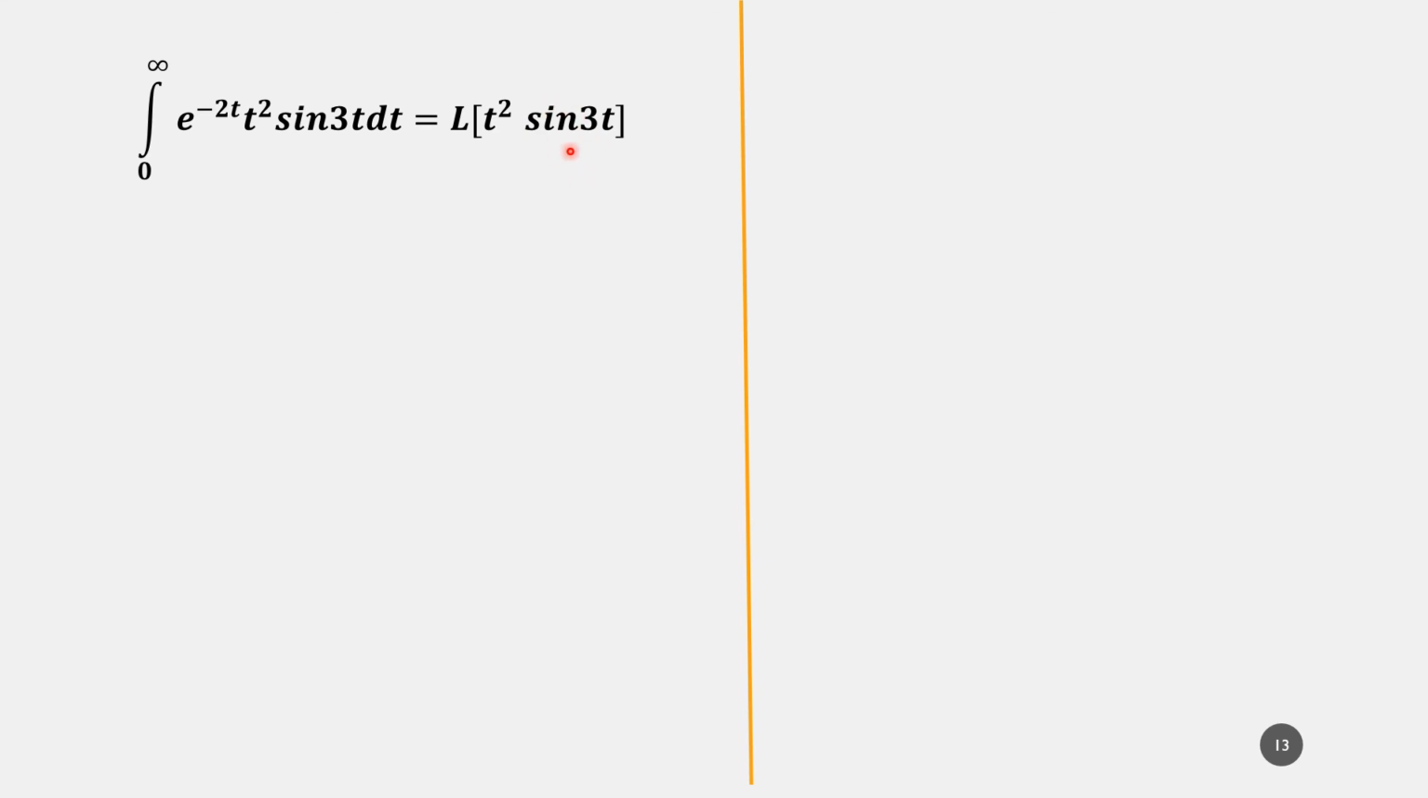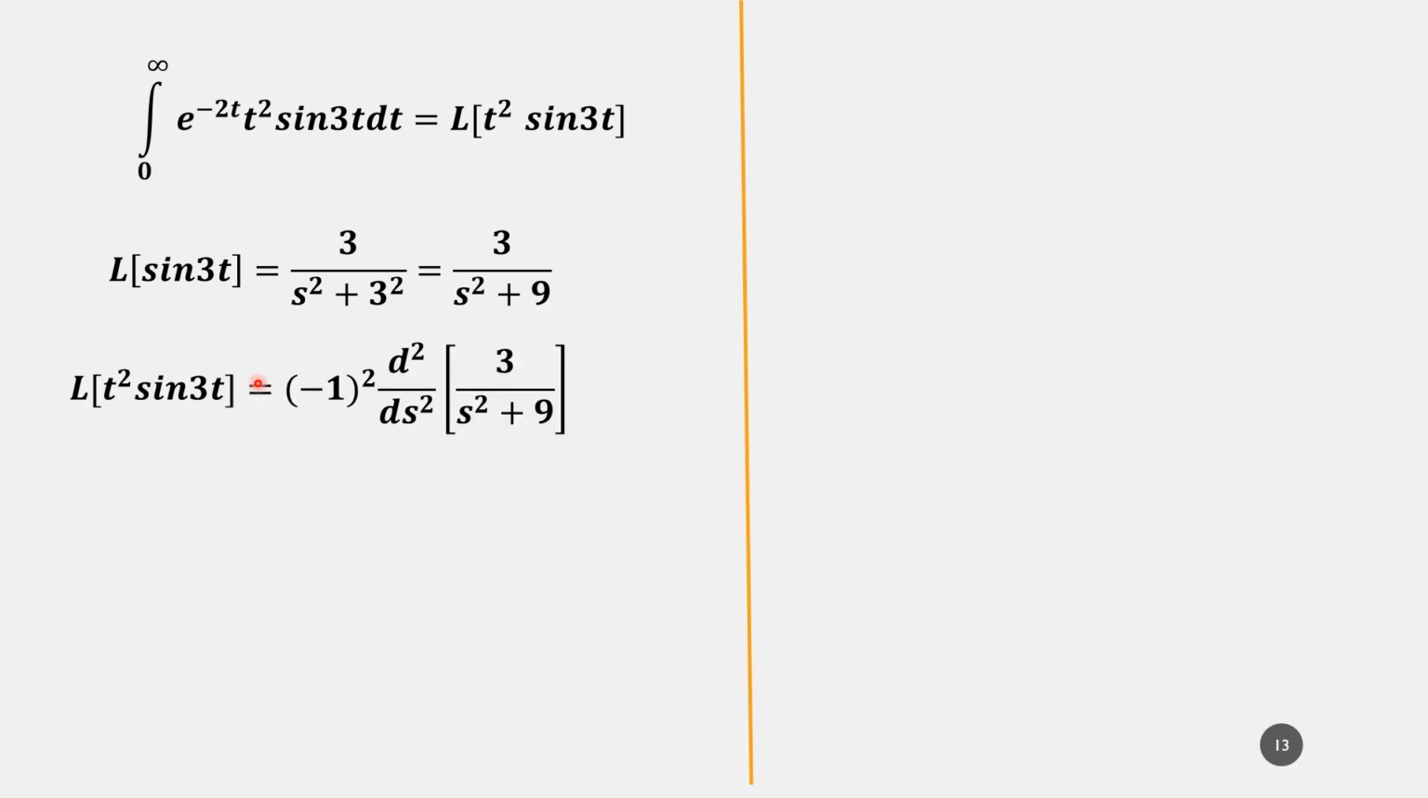So this integral is now converted to L of t square sine 3t. Again, first calculate L of sine 3t. L of sine 3t is 3 upon s square plus 9. Now the next function is L of t square into sine 3t. L of t square sine 3t means whatever answer we got in the previous step, differentiate that answer 2 times. So we can write minus 1 the whole square, d square by ds square of 3 upon s square plus 9.